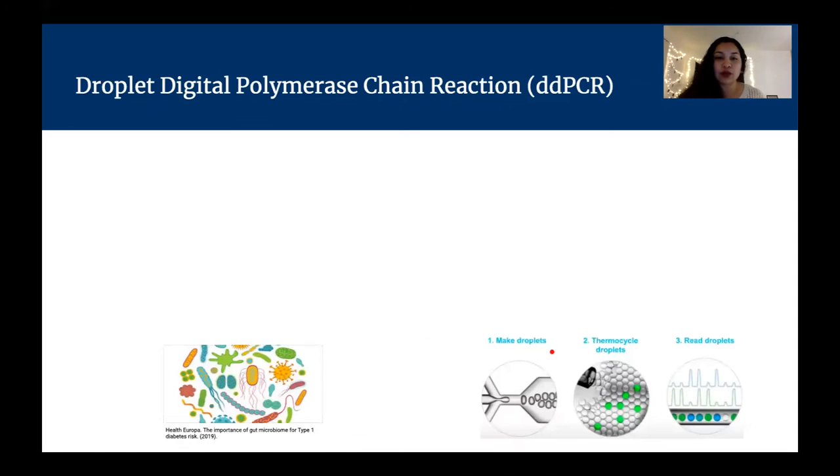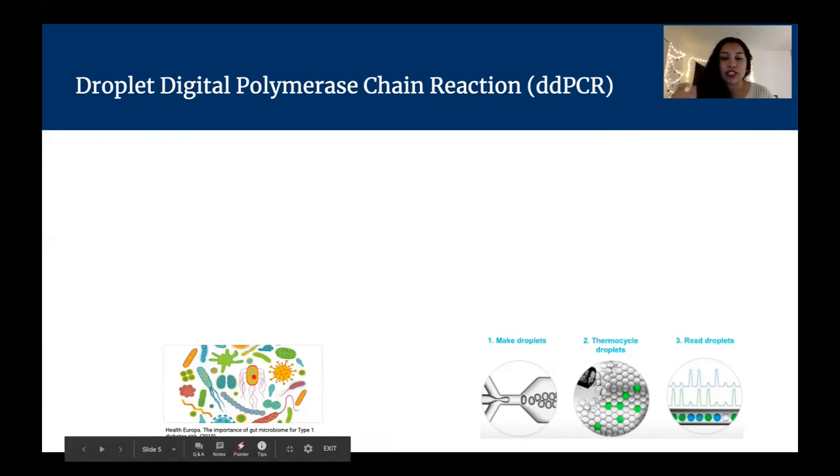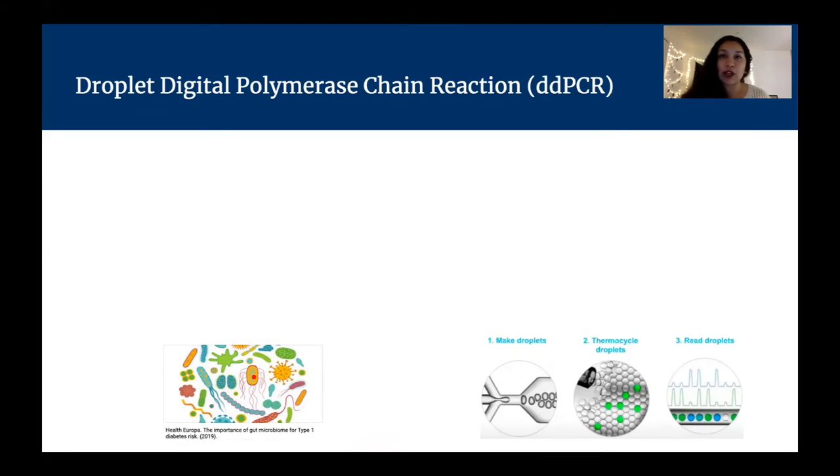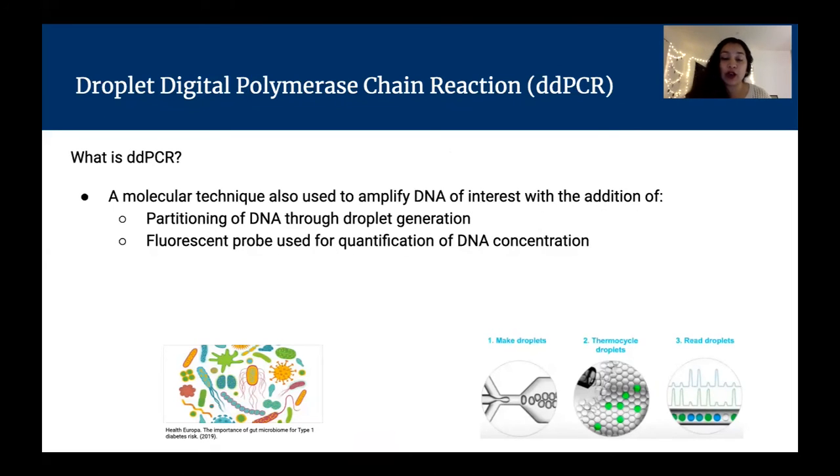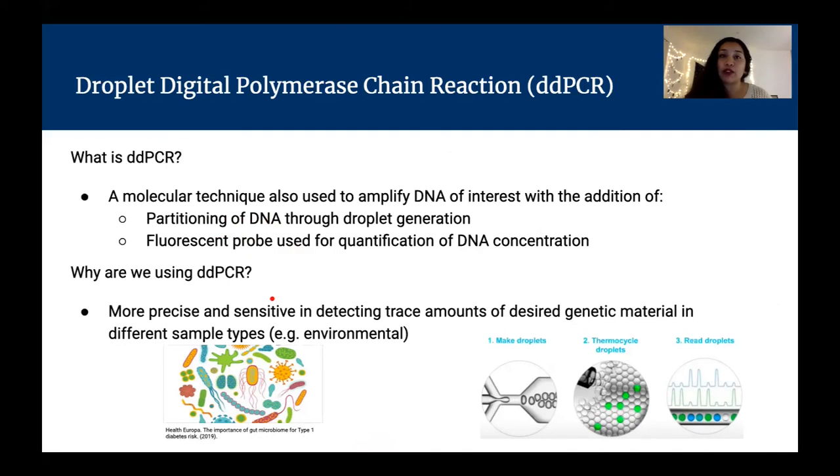However, since we work with beach water and sand samples, you can imagine that there are millions of microbes that can obscure this tiny specific DNA that we are interested in. So we have chosen to use DPCR, which uses fluorescence and droplets to better detect minuscule amounts of DNA in samples such as these environmental samples.